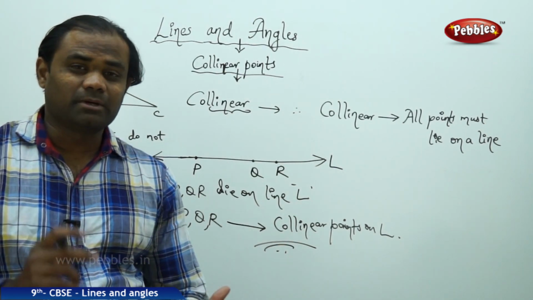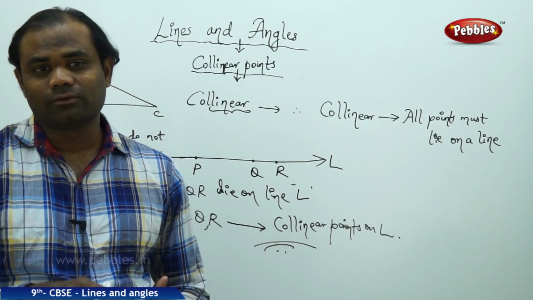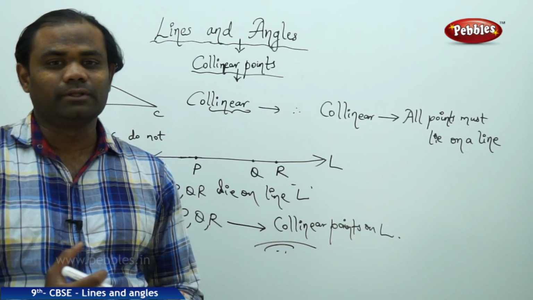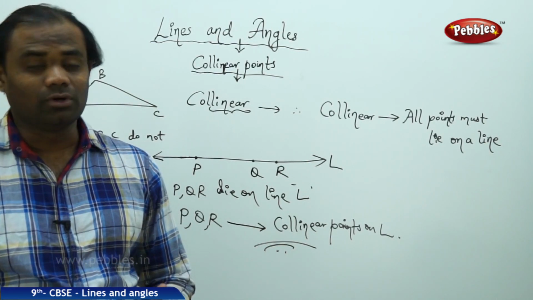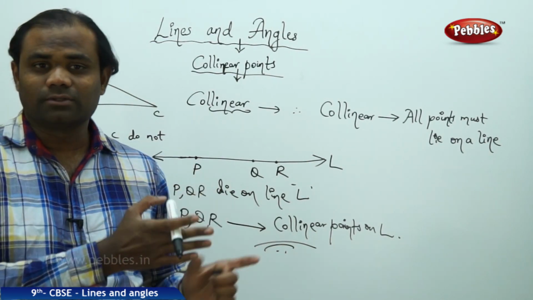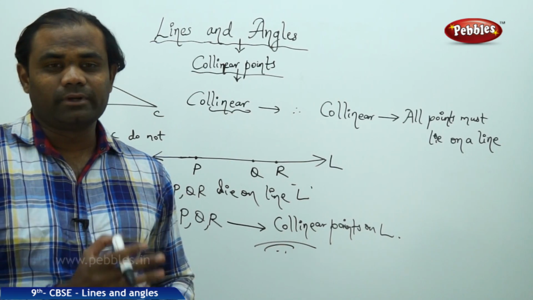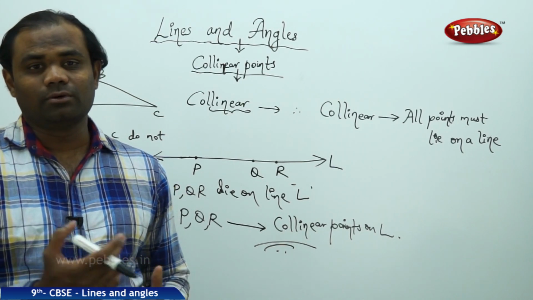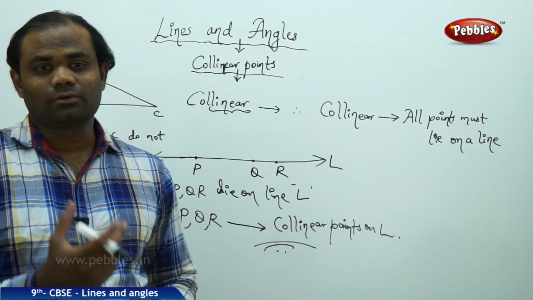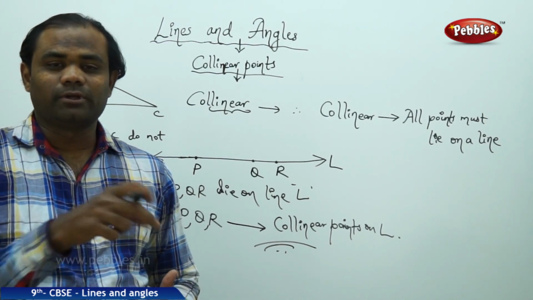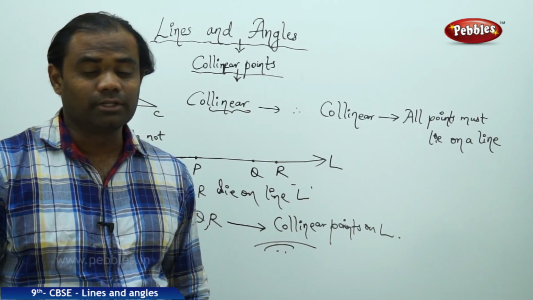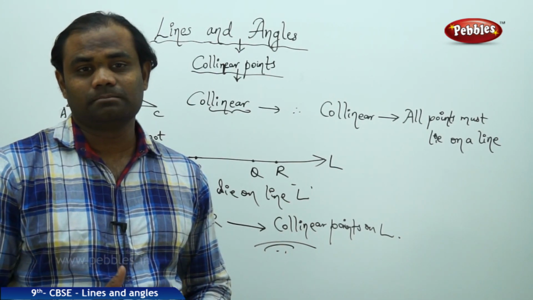The 3 points must lie on the line L for the 3 points to be collinear. If one of the points does not lie on the line, though the other 2 points lie on the line, all the 3 points are said to be non-collinear. Non-collinear points do not lie on the line. Collinear points lie on the line L, which is what we learn as the learning outcome.